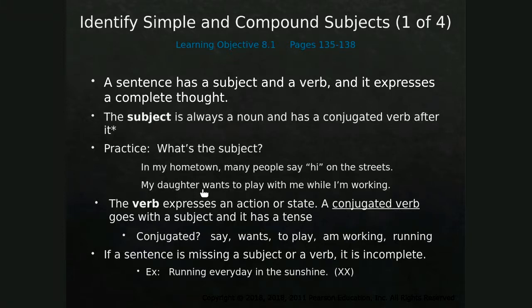Once. That's the conjugated verb. Why? Because it has a tense. The tense is simple present. If I also underline to play, that means this is part of a tense. But to play is not a tense. This is called infinitive. Infinitive. And infinitives don't have a tense.